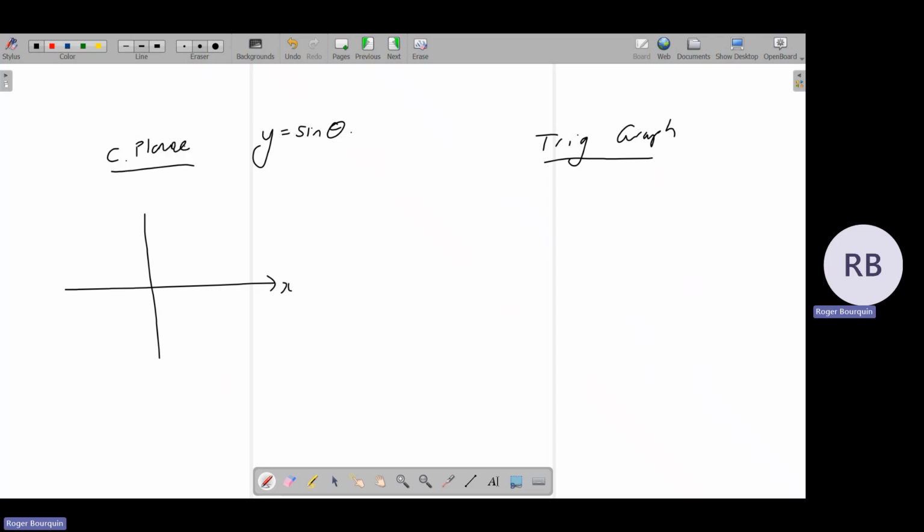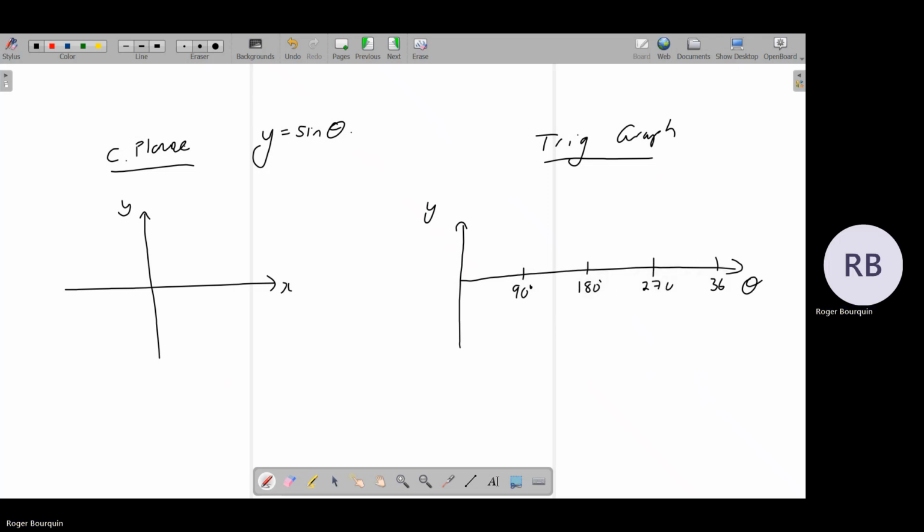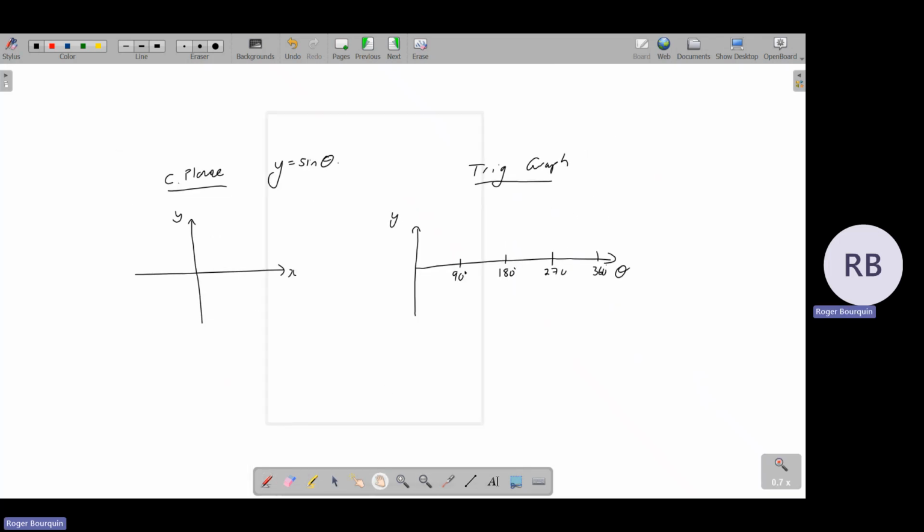So Cartesian plane, what are the axes? X and Y. On a trig graph, I'm going to draw it between 0 and 360. Here I'm going to put theta on this axis, and I'm going to put Y on that axis over there, right? What I measure on this axis is going to be angles. I'm just going to look at these 4 angles. So if I look at 90 degrees, first of all, let's start with 0 actually.